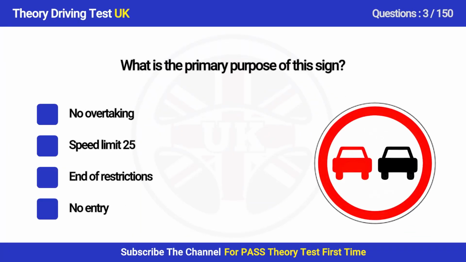Question 3. What is the primary purpose of this sign? A. No overtaking. B. Speed limit 25. C. End of restrictions. D. No entry.